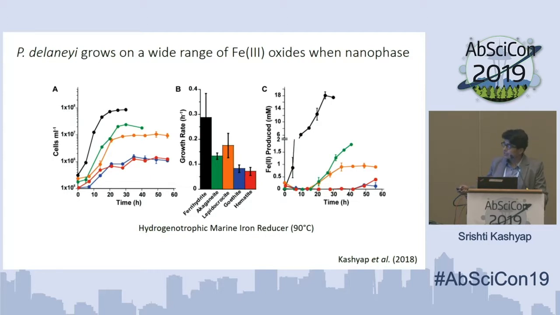It grew to the highest cell concentration at the fastest growth rate, producing the most Fe2+, using ferrihydrite. It grew to moderate cell concentrations, growth rates, and Fe2+ production using akaganeite and lepidocrocite, shown in green and orange, and to the lowest cell concentrations, growth rates, and Fe2+ production using goethite and hematite. Now, these results are not unsurprising given the expected crystallinity and thermodynamic stability of these phases. But what is a key finding here is that the organism can use this wide range of minerals when we think about mineral parameters such as size.